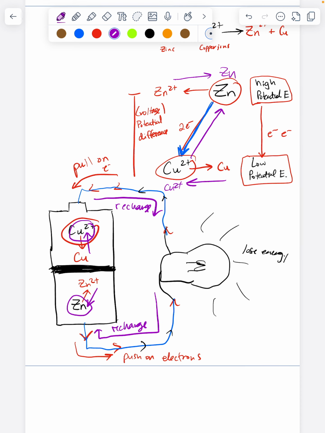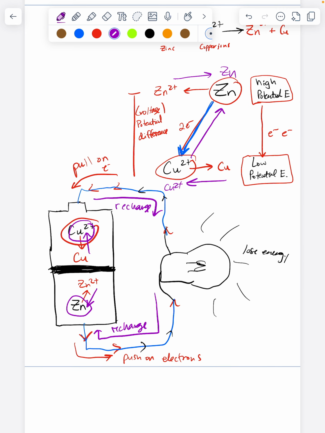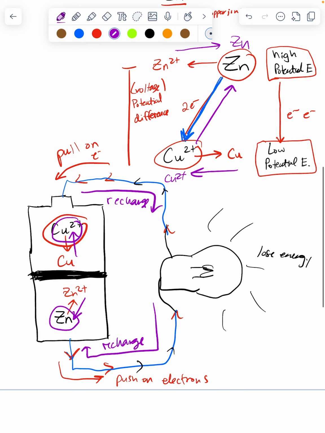So a battery is not just like a big holding container of electrons. A battery contains chemicals, and when you connect them in your device, the chemical reaction is what creates that force on the electrons, and it pushes and pulls the electrons through the electric circuit.